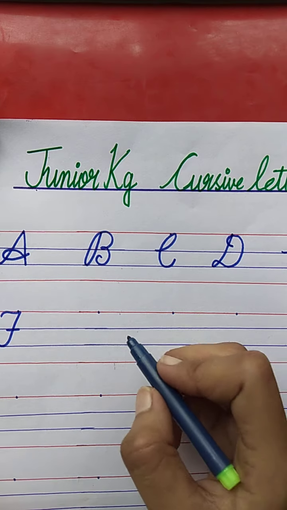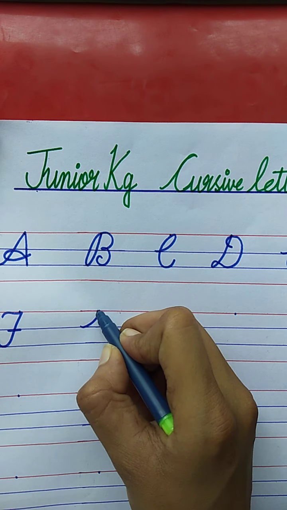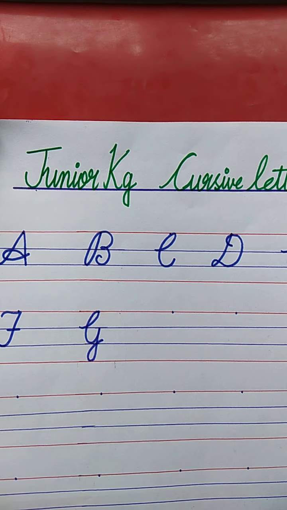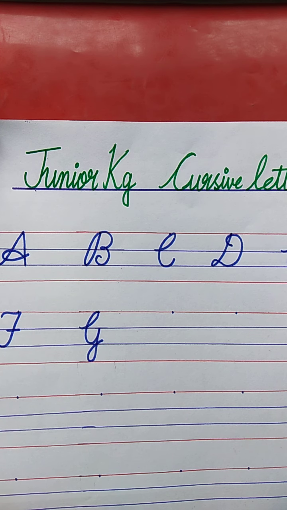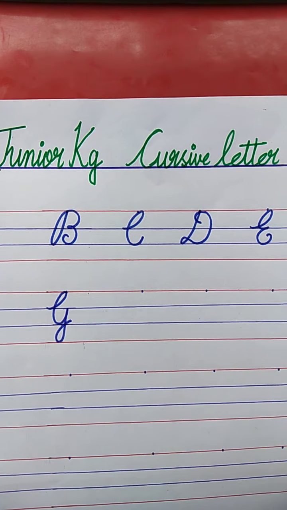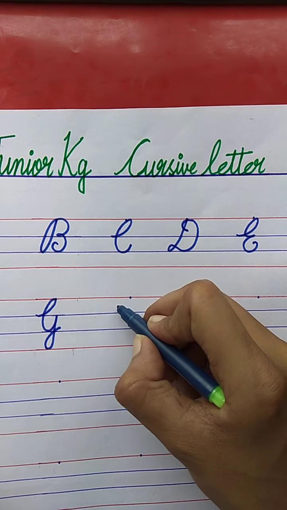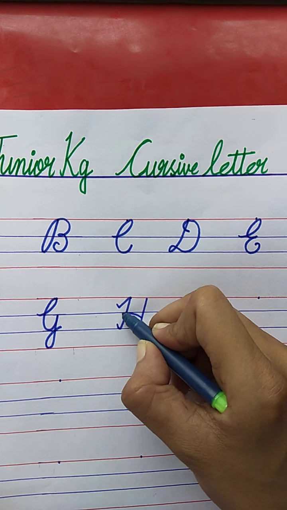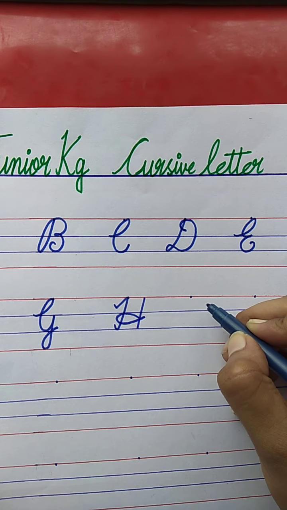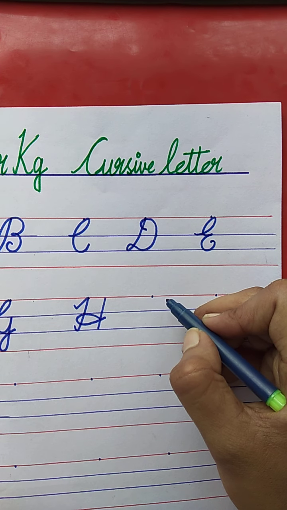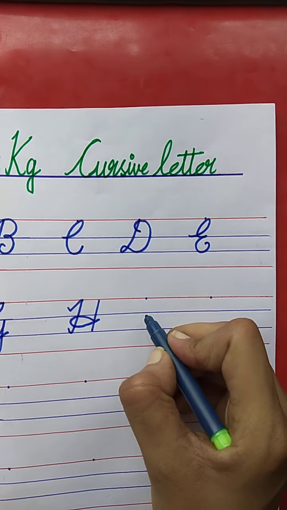Now tell me the next letter. G. G for grapes. See here, curve, semicircle, slanting line, curved line. G for grapes. The spelling of grapes, G-R-A-P-E-S. Grapes. Now tell me the next letter. H. H for house. Slanting line, loop. H for house. The spelling of house, speak with me, H-O-U-S-E. House.